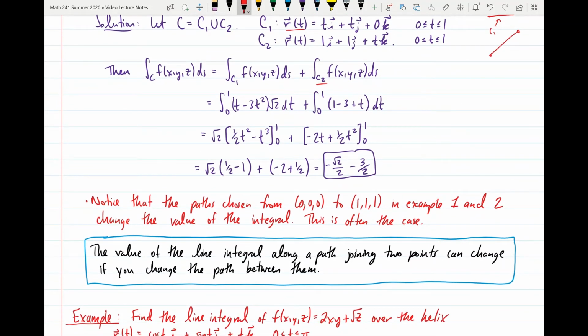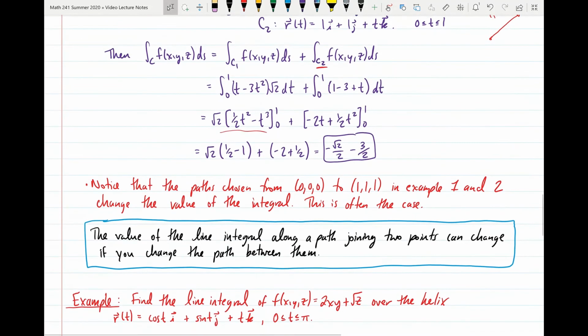So we get the square root of 2 times 1/2 t squared minus t cubed evaluated from 0 to 1 for the first integral. For the second integral, we get minus 2t plus 1/2 t squared evaluated from 0 to 1. And if you do a little bit of algebra here, you end up finding that ultimately the line integral over C of our function is equal to negative the square root of 2 over 2 minus 3/2.